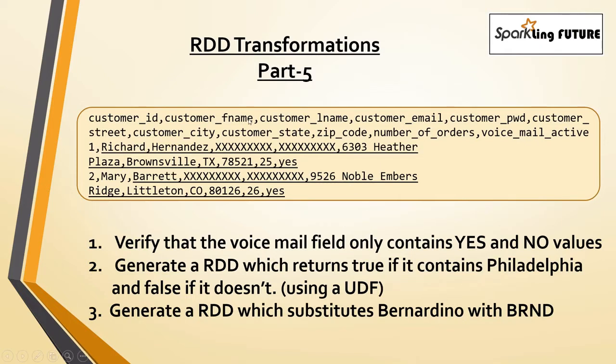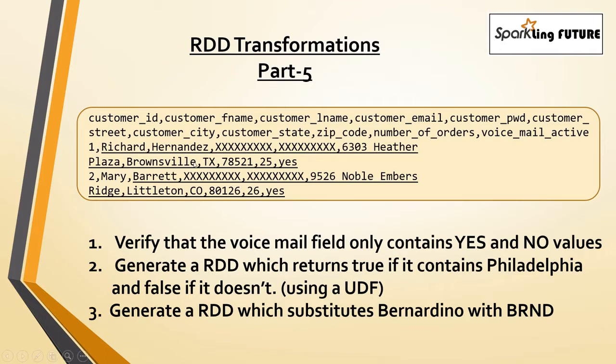So this is the sample file that we are going to deal with in today's example. So these are the three questions. First one is verify that the voicemail field contains only yes and no values. If you see the last column here, voicemail active, it has yes or no. So we have to just verify whether it has yes or no, and if it is anything else, it shouldn't pick that up. It should pick up only when the values are yes or no.